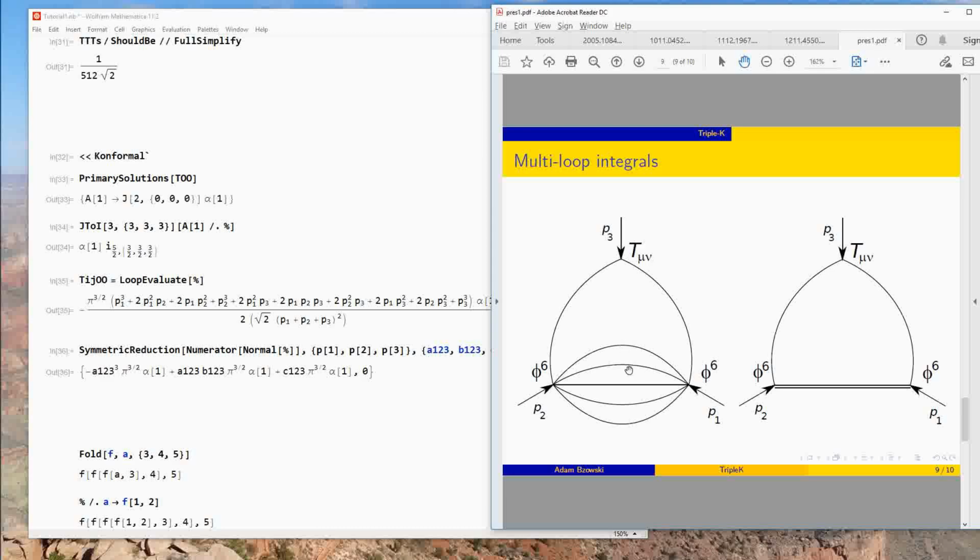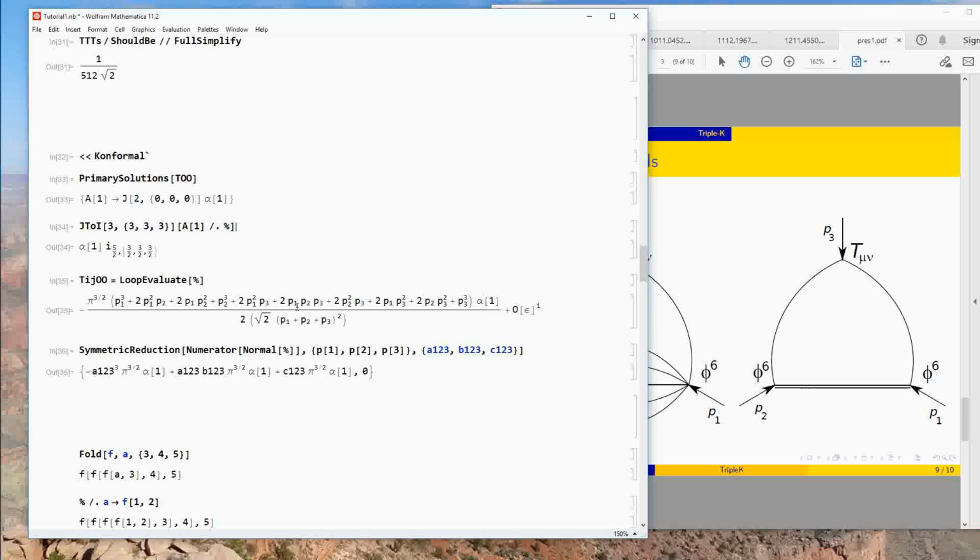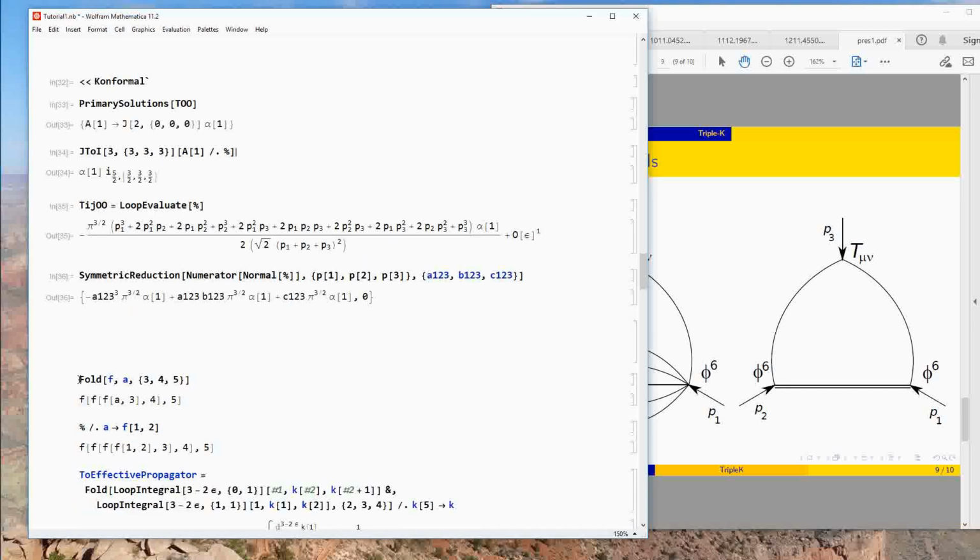So what we have to do, we have to do these four loop integrals first, and this will produce some sort of effective propagator. And then with this effective propagator, we will have a single loop with 3 points. To do it effectively in Mathematica, we can use the function Fold. If you don't know what Fold does, it has 3 arguments. The first argument is the function that we will recursively apply to the arguments. These will be these arguments, and the starting argument is a.